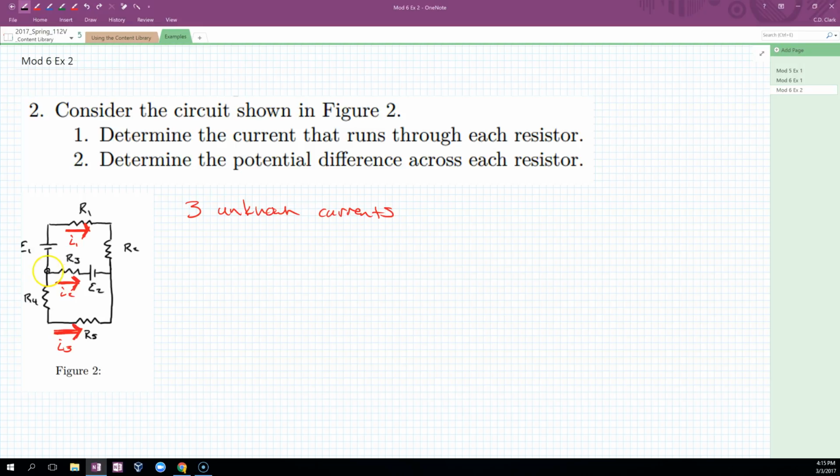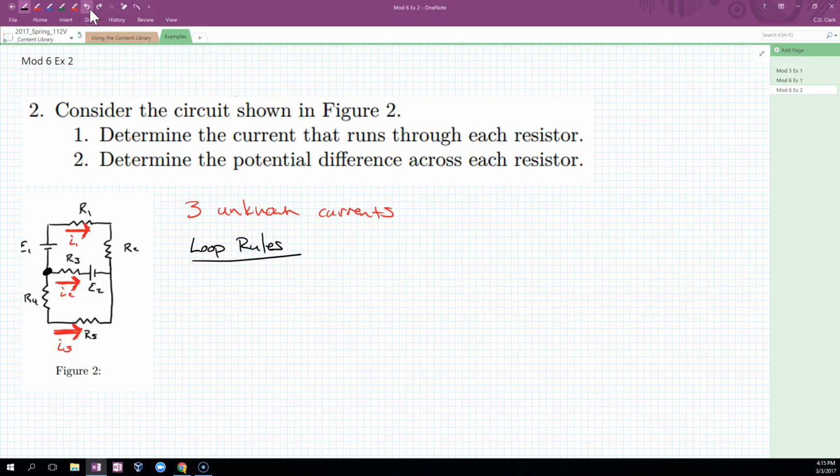Alright, I'm going to start at the bottom left-hand corner of this top loop, and I'm going to go around it clockwise. So loop rules. Alright, so I go around it clockwise. Everything I run into that is a circuit component, I need to calculate or write down what the potential difference across it will be.